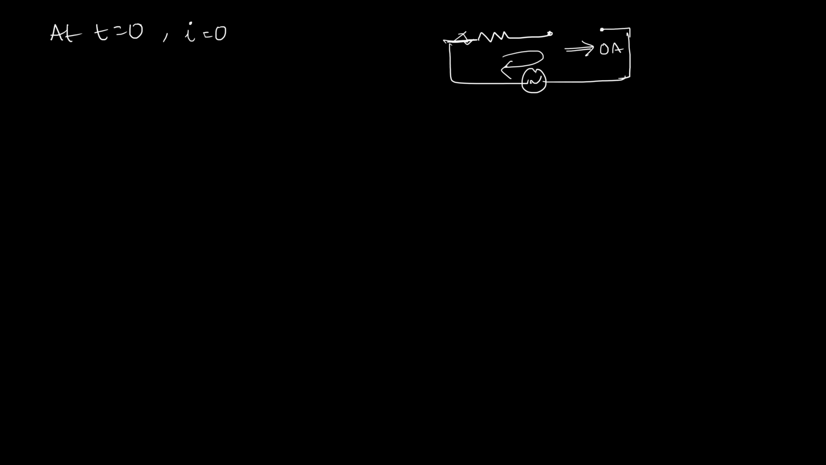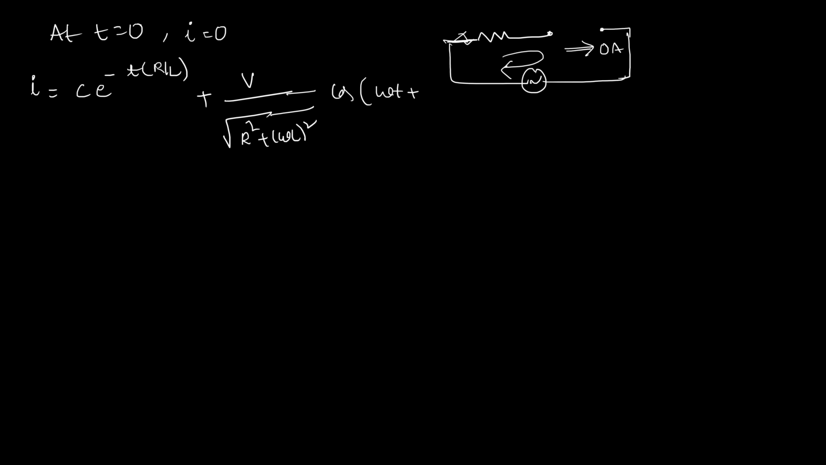Now you got the current expression. Let me write the current equation again so that it is easy for you to understand. So I is equal to C into e power minus t into R by L plus V by root of R square plus omega L whole square into cos omega t plus theta minus tan inverse of omega L by R. Clear?